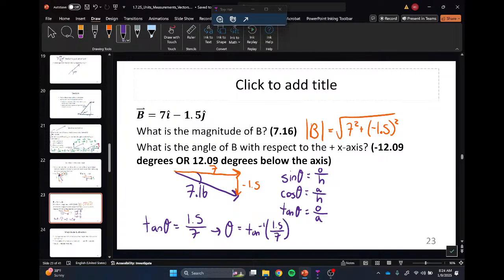Remember, the opposite of tangent is tangent inverse. It's a button somewhere in your calculator. Make certain you're familiar with where it's at. If you're not sure, ask us. And this is going to spit out that positive 12.07.